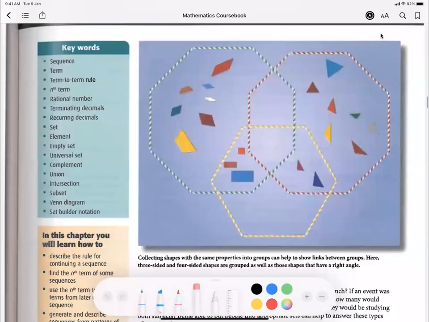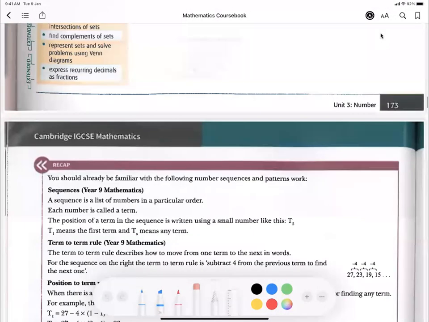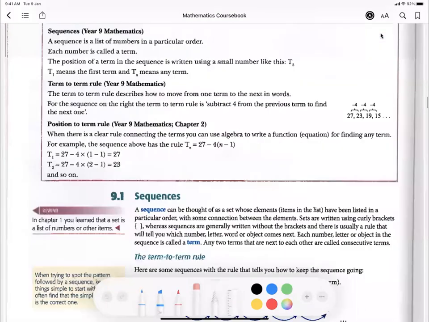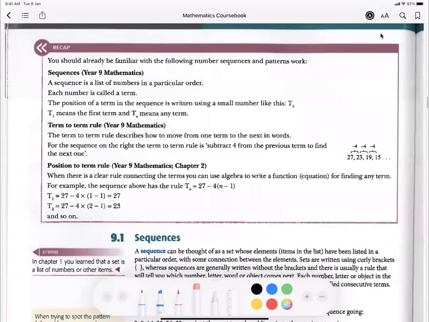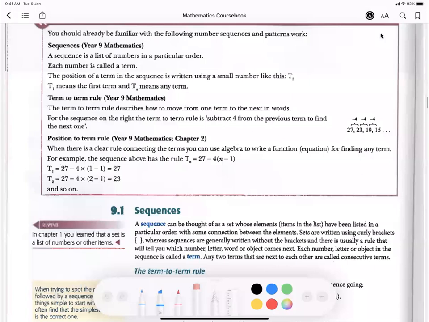The 9 sequences and sets. So we're going to look at 9.1. These are the things that you should already know. What is a sequence? What is a term-to-term rule? What is a position-to-term rule? Term-to-term rule, position-to-term rule. The position-to-term rule, eventually now you should know, is your nth term.